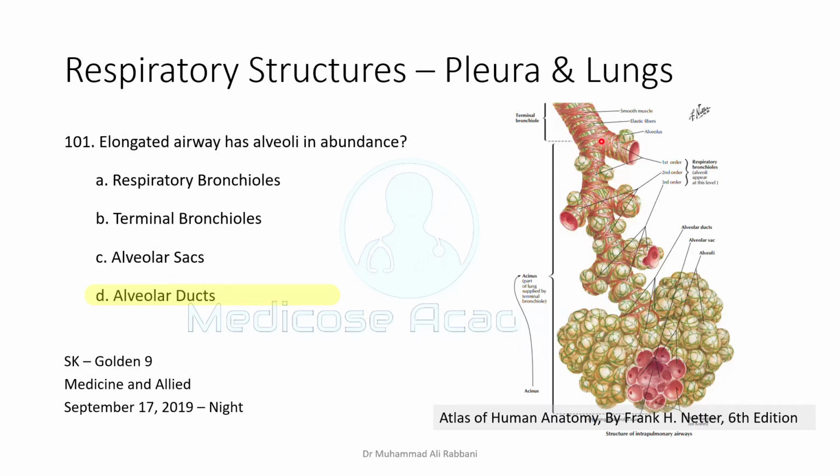And these are the respiratory bronchioles, where the first alveoli start to appear. The terminal bronchioles come before that. The terminal bronchioles are differentiated from the respiratory ones by the presence of alveoli. The special thing about the terminal bronchioles is that they do not have cartilage in them.